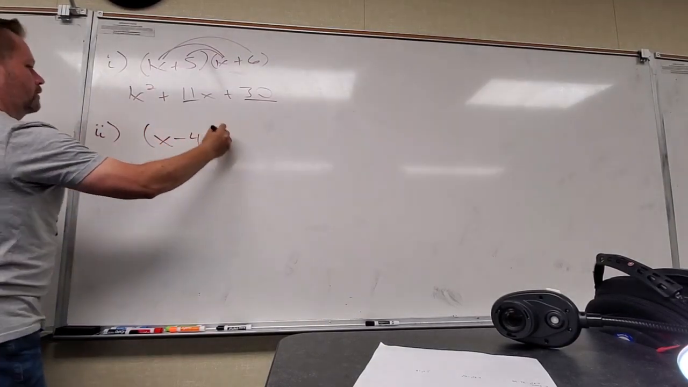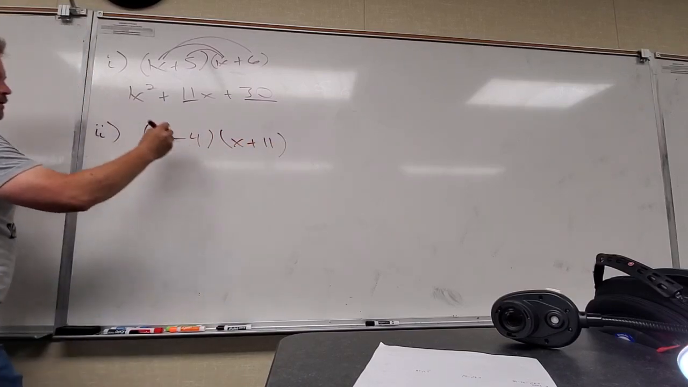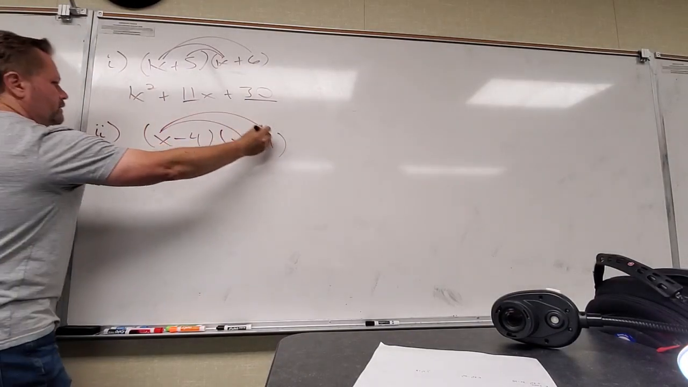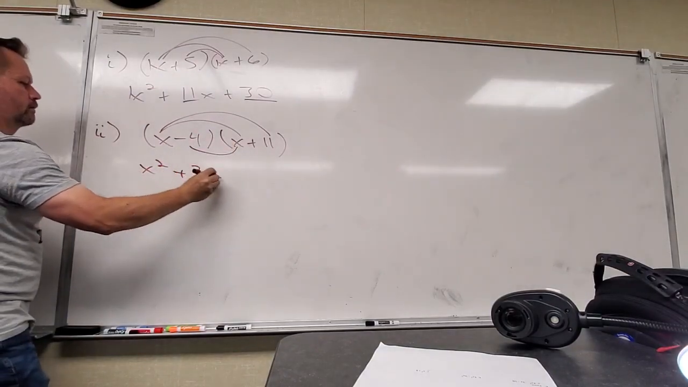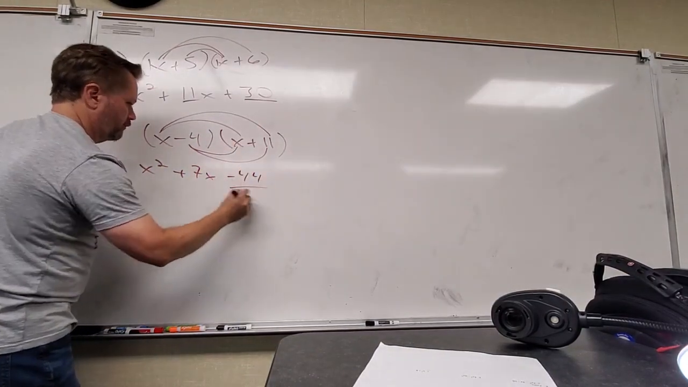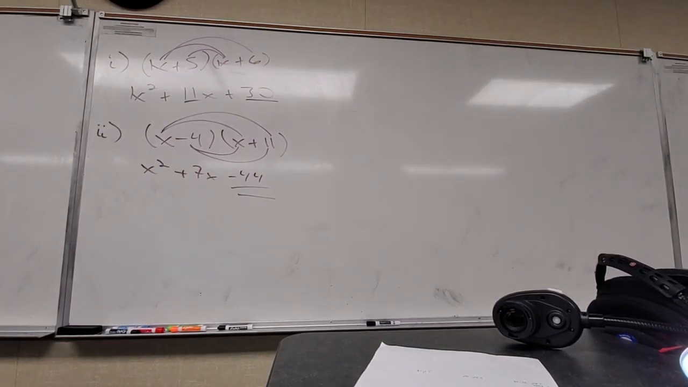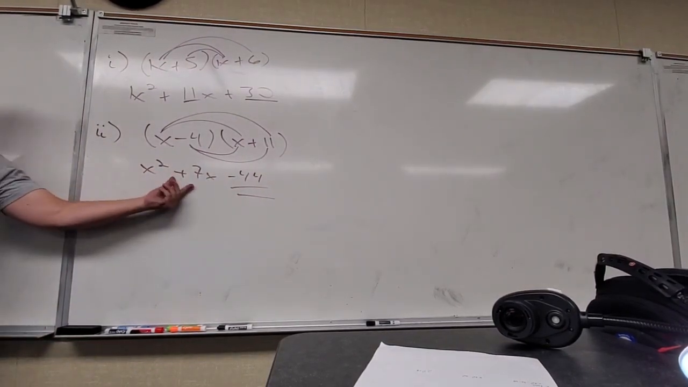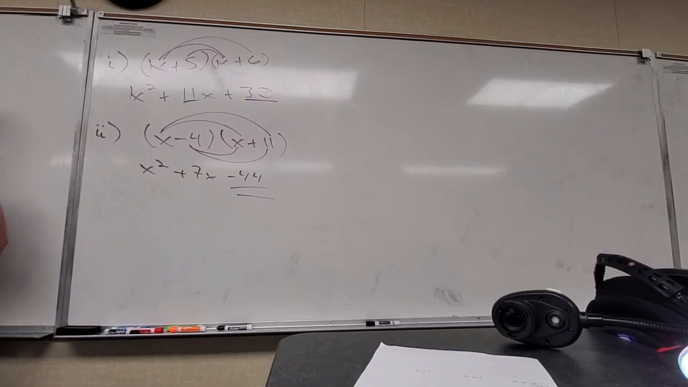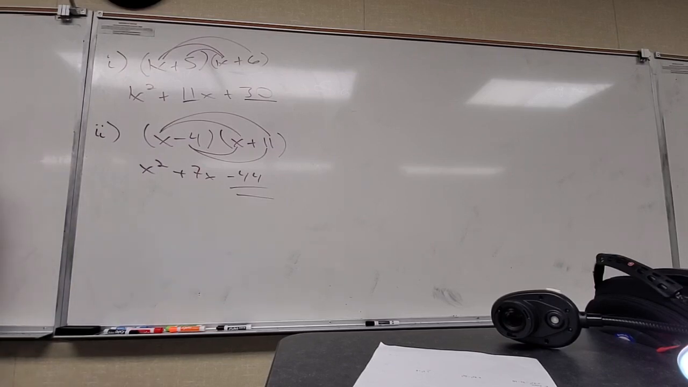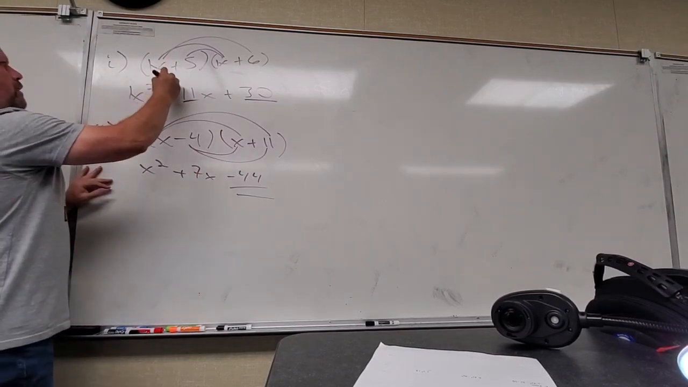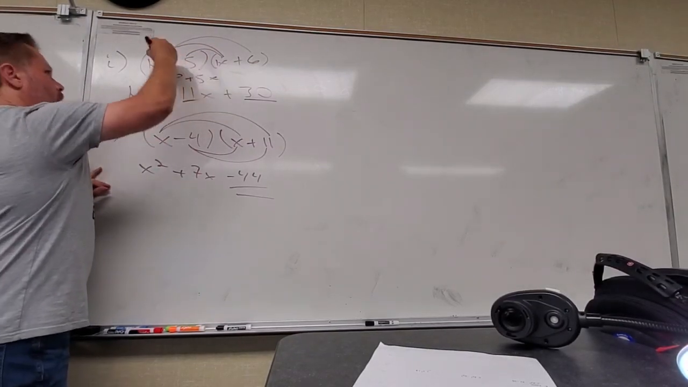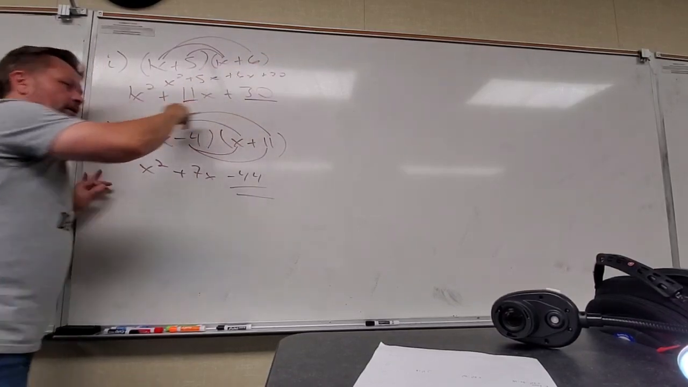x minus 4 times x plus 11. So I get x squared plus 11x minus 4x minus 44. Where did the negative 44 come from? Negative 4 times 11. Where did the 7 come from? Negative 4 plus 11. You see how math people would say, I'm not going to do that every time, because now I see where they come from. I can just make a shortcut out of it. You're just combining the x's while you're doing it, right? So I'm skipping that middle step of 5x plus 6x, and then you combine them. Is that okay?